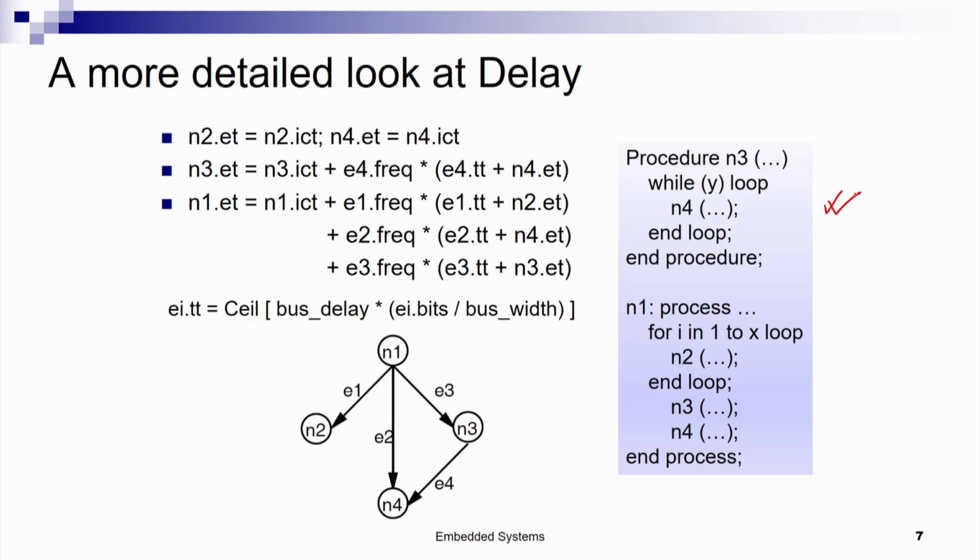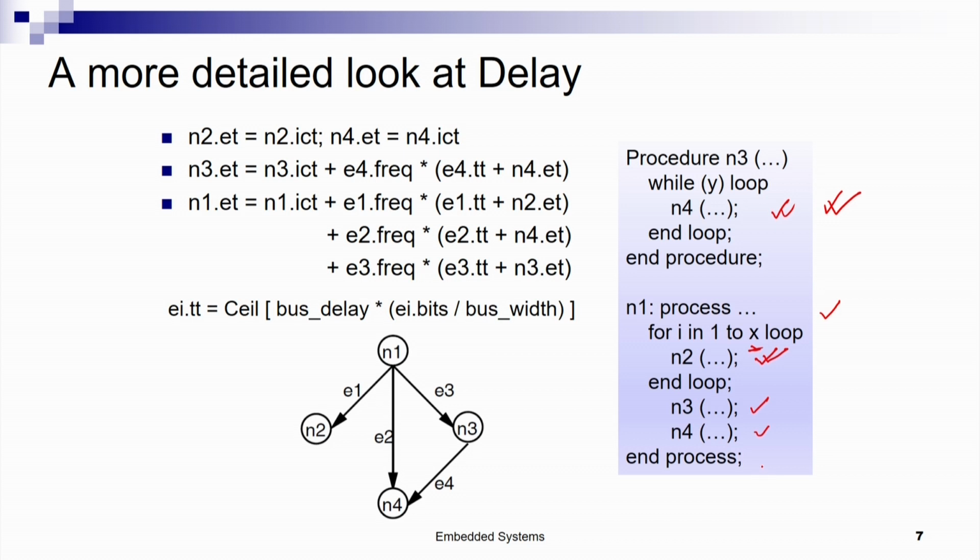For example, let us say we have a procedure like this. In this procedure, I have a process N1, that N1 calls within a loop another procedure N2 x times, and then after the loop it calls N3 and N4. Procedure N3, which is called by N1, again goes like this. It calls within a loop until something is true, the procedure N4, and then it ends. So, this is the overall thing we want to implement.